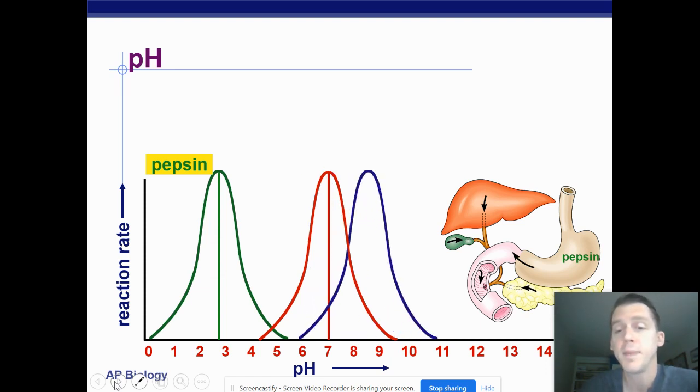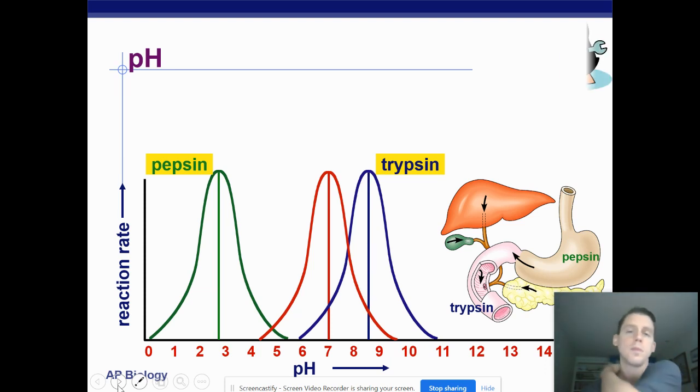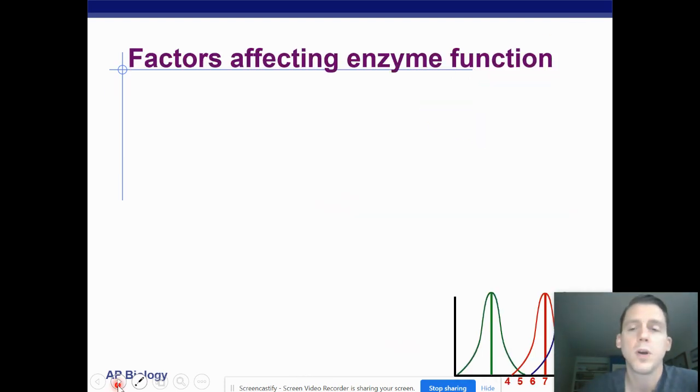Sometimes the ideal pH might be basic, like trypsin. Trypsin is in our small intestines, and our small intestines are a little bit basic. That's because food moves from our acidic stomach, which is equipped to handle the acidity, into our small intestine, and our small intestine is not equipped to handle acidity. So our pancreas pumps some sodium bicarbonate in there as a buffer, and that makes it slightly basic to counteract the acidity so that our intestines don't get destroyed by all the acid from the stomach. All right, so that is what's going on here.